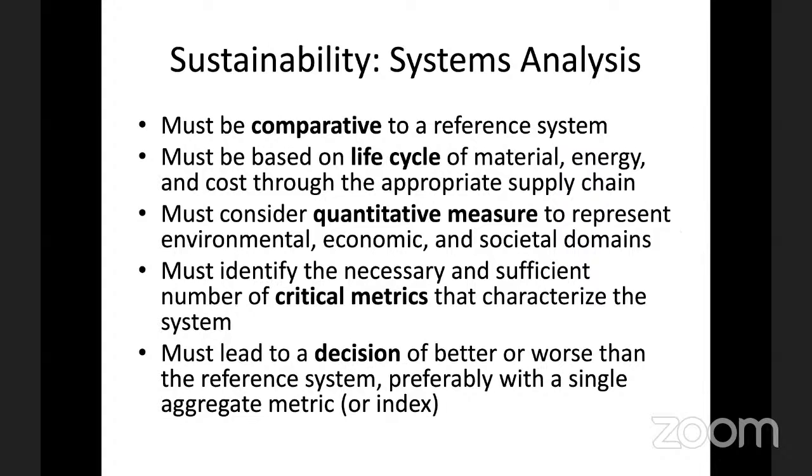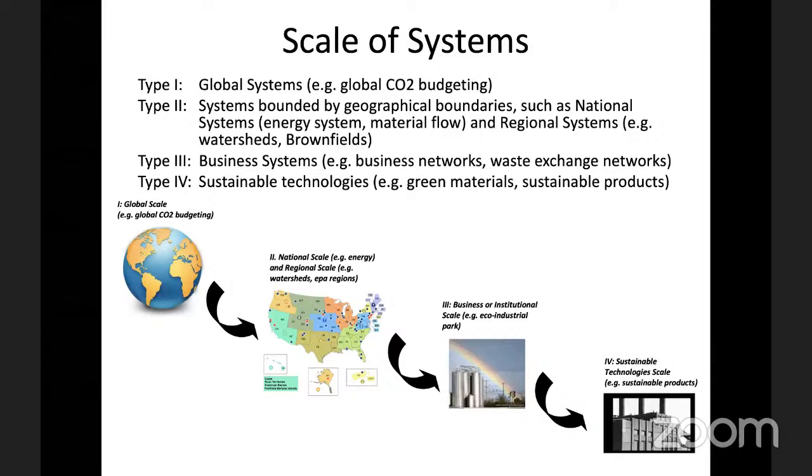So sustainability is a systems analysis. Systems is an entire field of learning in itself, and it is comparative to a reference system. It must be based on life cycle of material. It must consider quantitative measures. There are some critical metrics that characterize the system. And it must lead to a decision of better or worse than the reference system, preferably with a single aggregate metric or index. These are different scales of systems that have been defined: global systems, local, national or regional systems, business or institutional scale of systems, and sustainable technologies or sustainable product scale of systems.